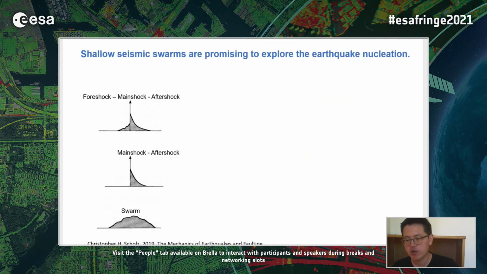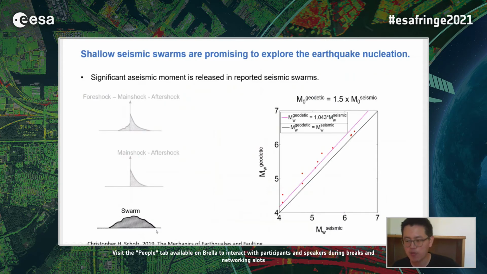In this research, we contribute to the debate of earthquake nucleation by using InSAR to study shallow continental seismic swarms. So what are seismic swarms? Seismic swarms are earthquake sequences without a clear mainshock-aftershock pattern, and they don't obey typical earthquake empirical laws, for example, the Gutenberg-Richter law.